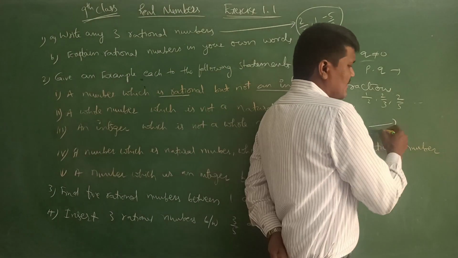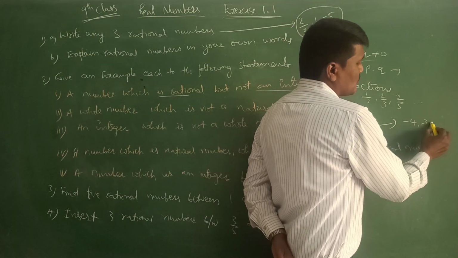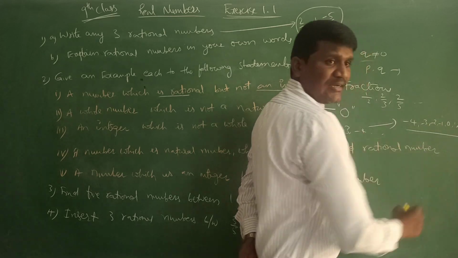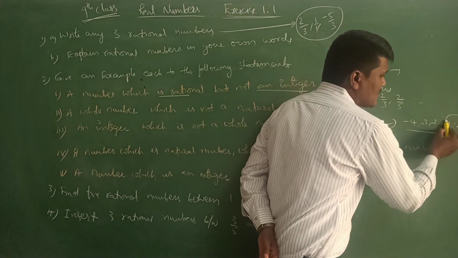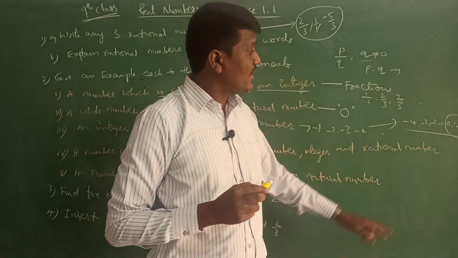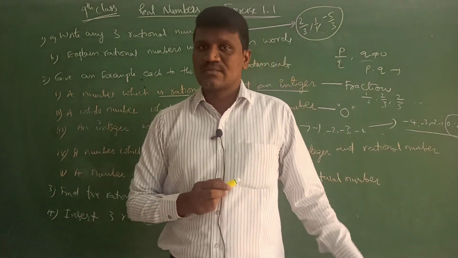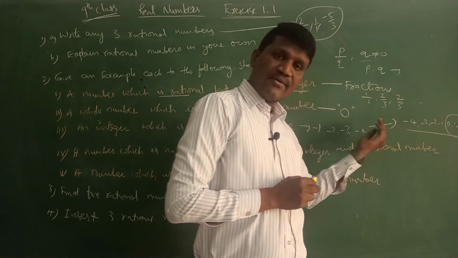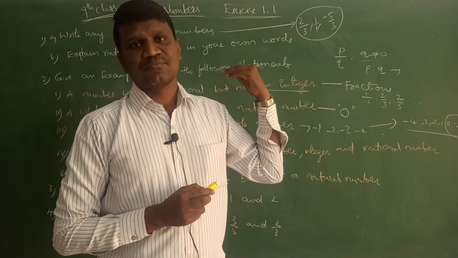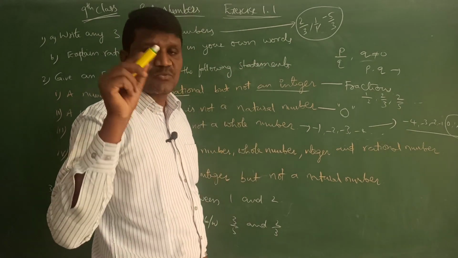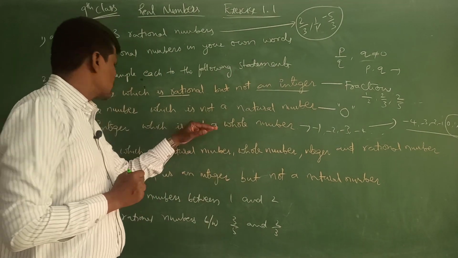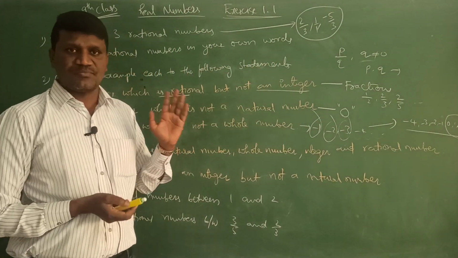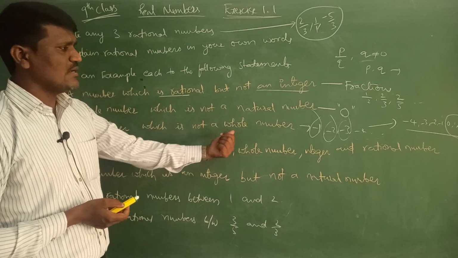If I see integers: -4, -3, -2, -1, 0, 1, 2, 3, 4. So these are all integers, right? If you observe this, 0, 1, 2, 3, 4, everything is natural numbers or in fact whole numbers. So 0, 1, 2, 3, 4 are whole numbers, and on the left-hand side all the negative numbers are integers but not whole numbers. Okay students, you can write -1, or -2, or -3, or any number. So this is about an integer which is not a whole number.